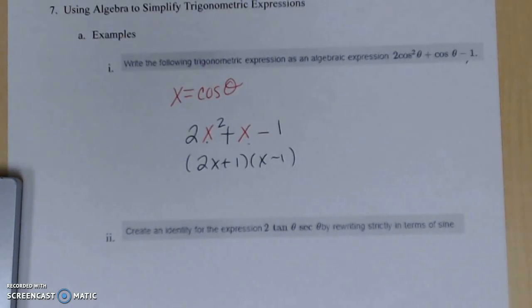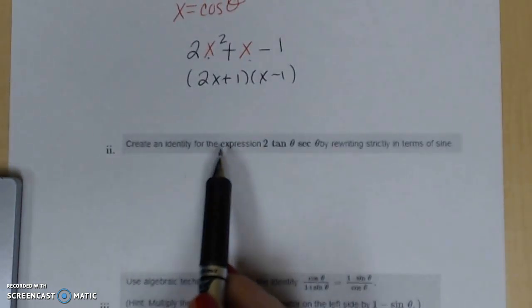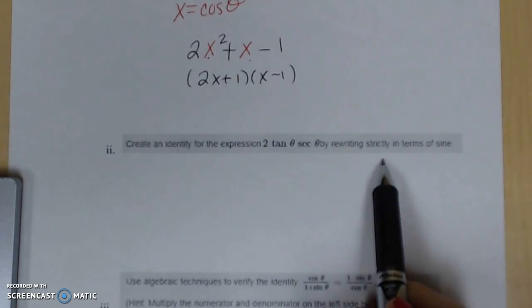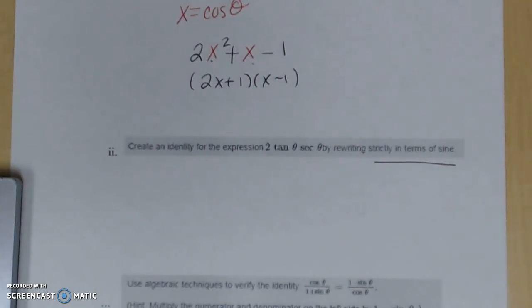I want to do two more examples to help you through this section. The next one says, create an identity for the expression 2 tangent theta secant theta by rewriting strictly in terms of sine. So they give you some parameters to follow along the way. Unlike some previous examples, we're not trying to get to the point where it's equal to something. We want to get to the point where it's just in terms of sine.